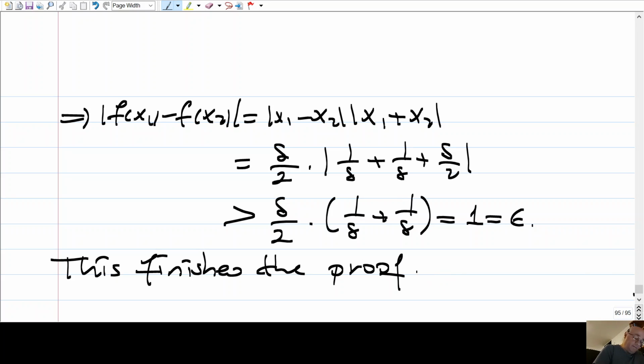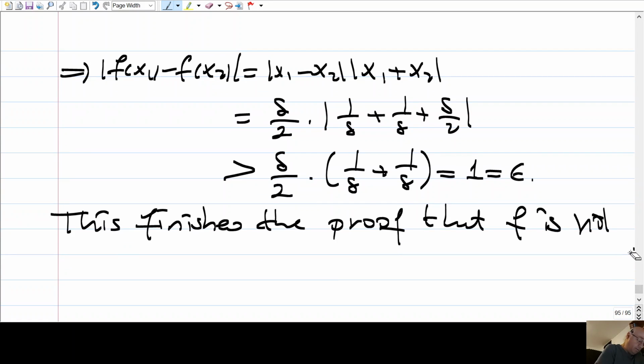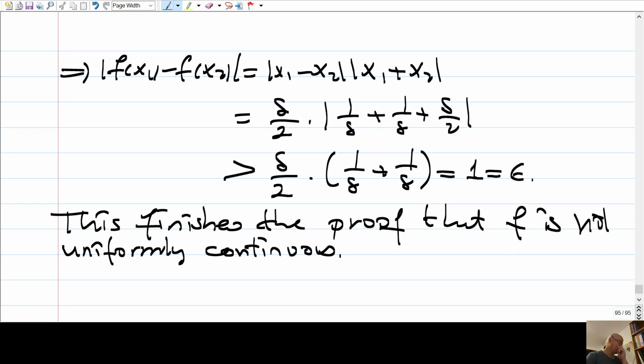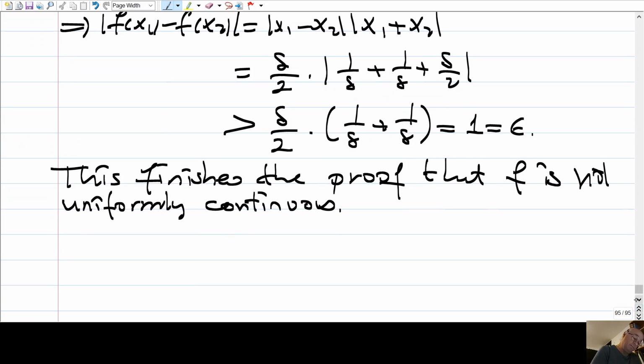Prove that f is not uniformly continuous. Okay. Do you have any questions so far?